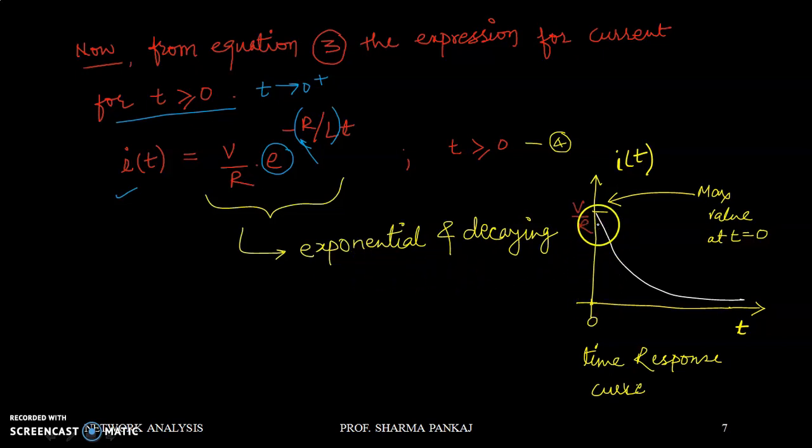See this is your I(t), this y-axis is your I(t), this x-axis is your t, and this is the maximum value. Maximum value of I(t) at t equal to 0 is V by R. From this maximum value, it is going to decay, and it will meet the x-axis at infinity. This is your time response curve.